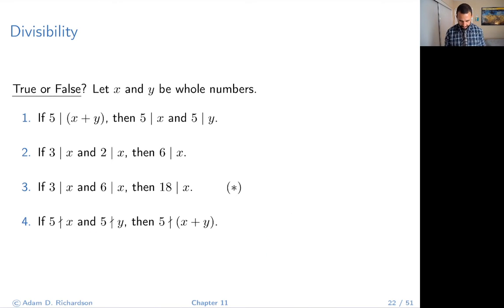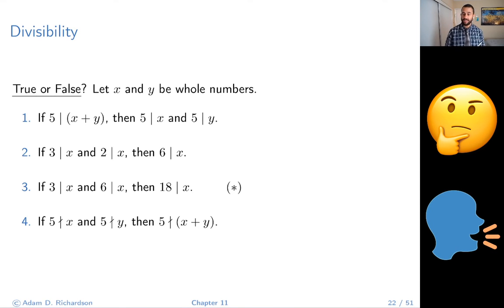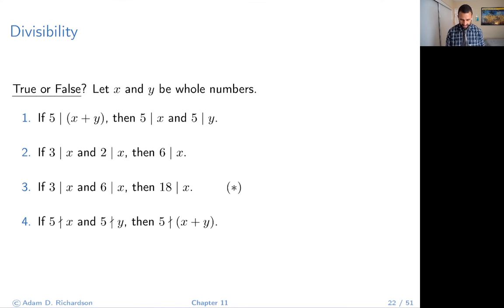Okay. Oh yeah, so now true or false. So this is going to be another door moment, right? So just take a moment and think about if these are true or false. Let x and y be whole numbers. What do you think? All right. Well, now talk out loud about what you think. Talk out loud to yourself, to a ghost, to your cats, to your dogs, to your friends, to your group members, hopefully. And what do you think? What were you thinking about? All right. Now let's talk about them together.